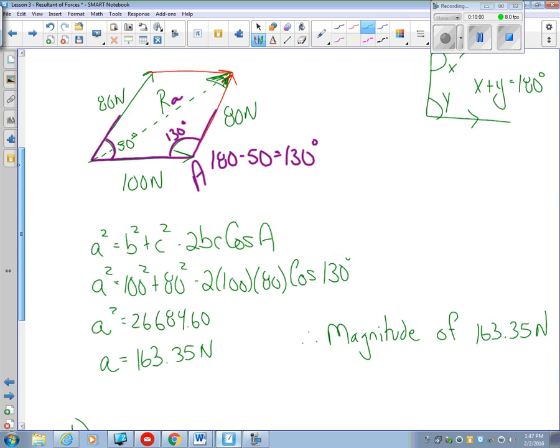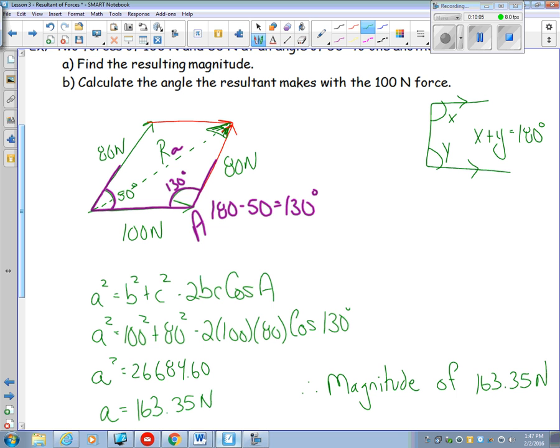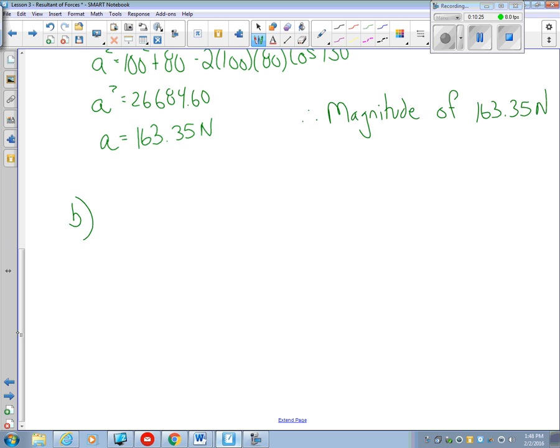In part B, it says calculate the angle the resultant makes with the 100 Newton force. So that's asking me to find the angle that my resultant makes with the 100 Newton force. Find y. To do that, I'm going to use the sine law. I'm going to match up things that go together. For instance, I know 130 goes with the resultant. We just calculated that. And I know that y goes with 80. So I can write down the sine of 130, the angle I know, with the magnitude I just found, should match with the sine of the angle I want to find and the 80 that's across from it.